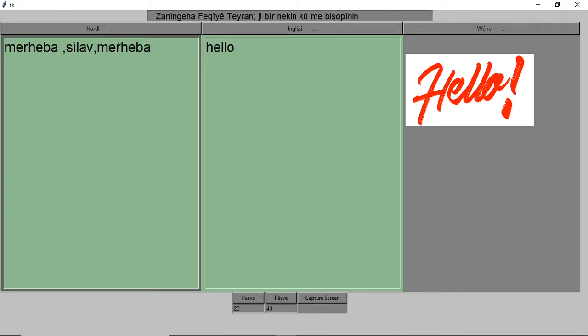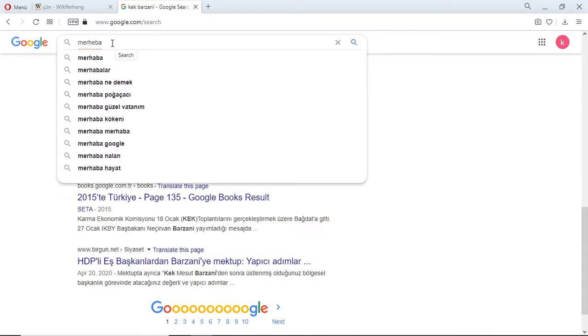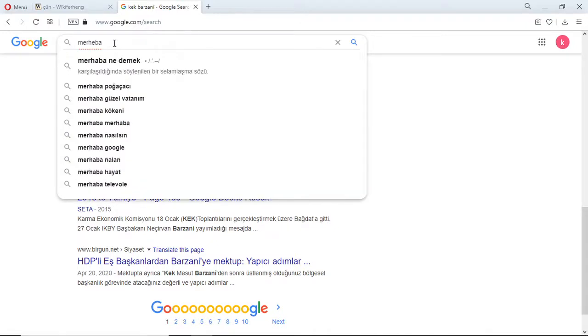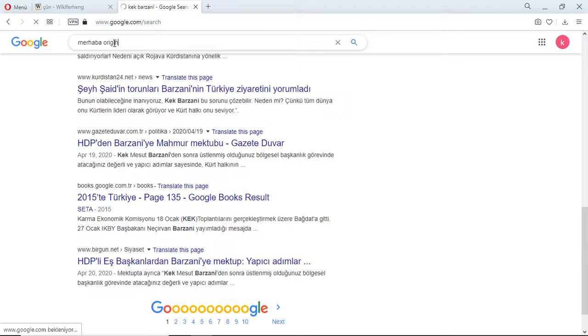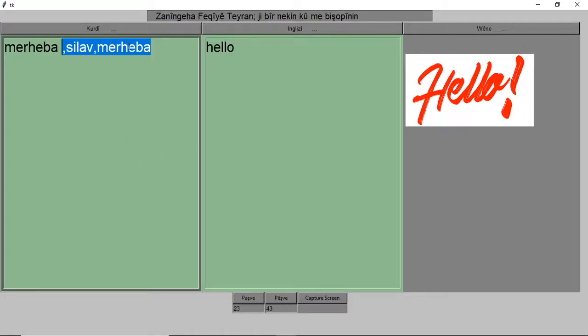Let's search. Merhaba, origin. So, the origin is Arabic. So you see, this is written in Arabic. By the way, I don't understand why this is in Turkish. Is my browser Turkish? Strange. Okay. So you see, it's Arabic. So this is not only Turkish. It's Arabic, and you cannot force that. Merhaba is a word that comes from Arabic, so it originated in Arabic.